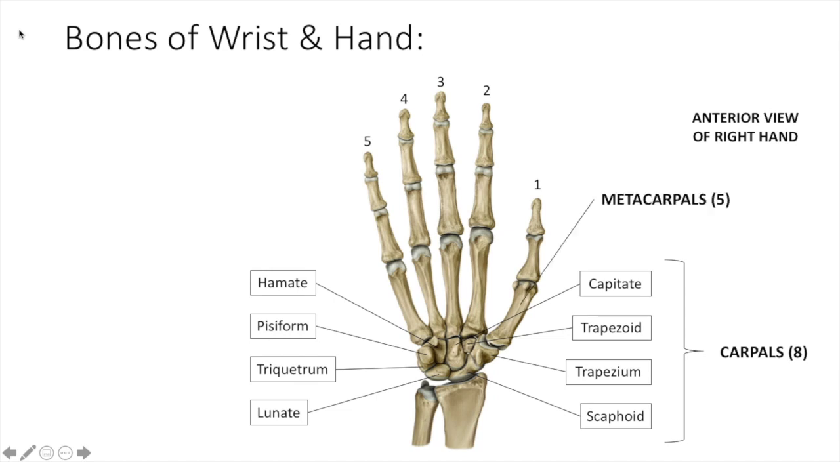Next we have 5 metacarpals. You have 1 for each digit. You start counting your digits with the thumb as number 1, and then count up as you go medially.